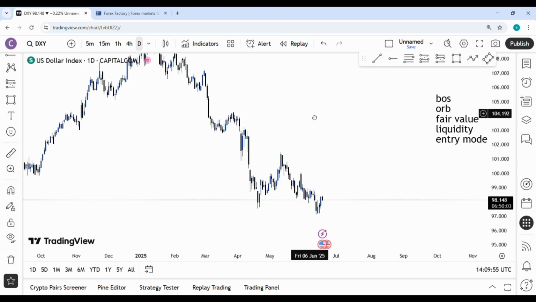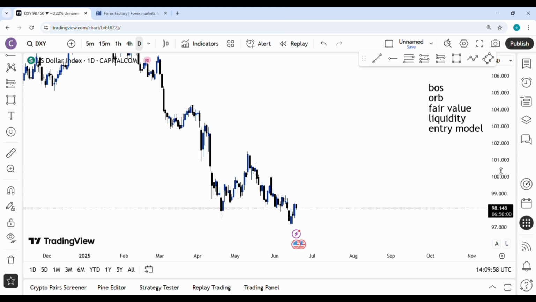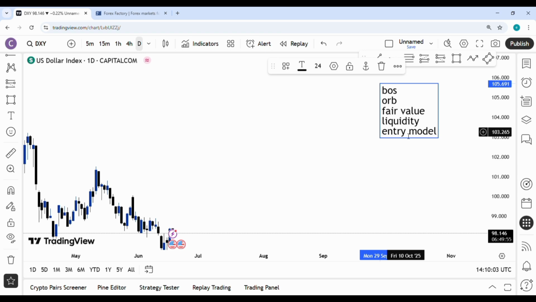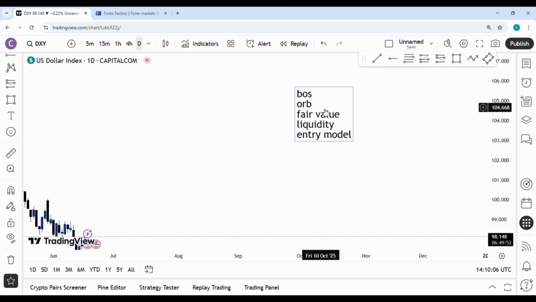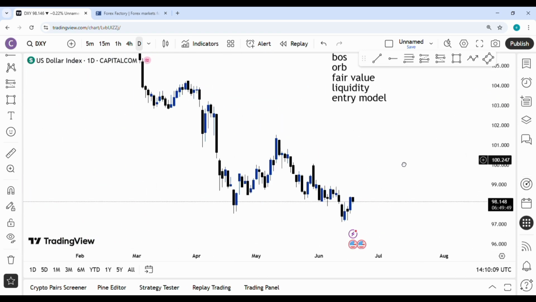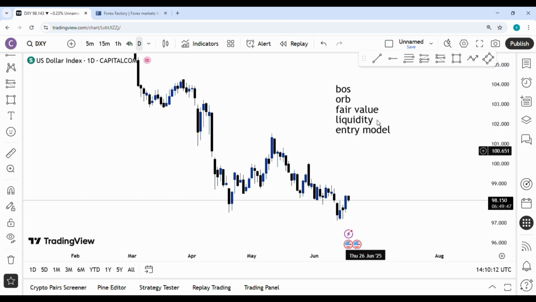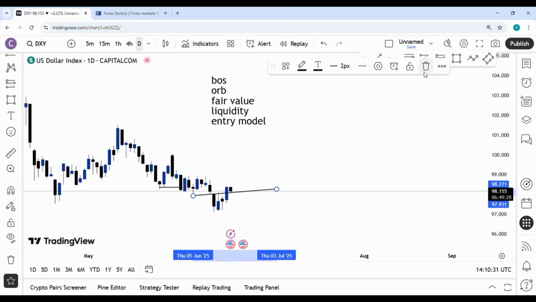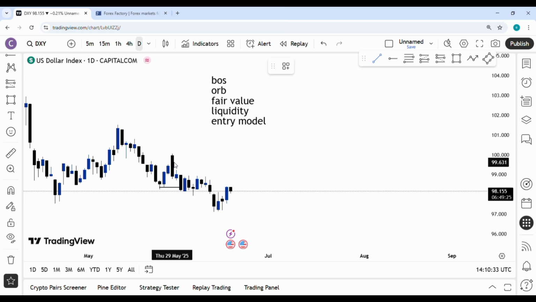So first of all, what is price saying? Judging from the current movement of the market, we have our break of structure over here. This is our break of structure. We have another break of structure. So we are bearish in the DXY. You understand that? We are bearish in the DXY because this is our break of structure here to the downside.